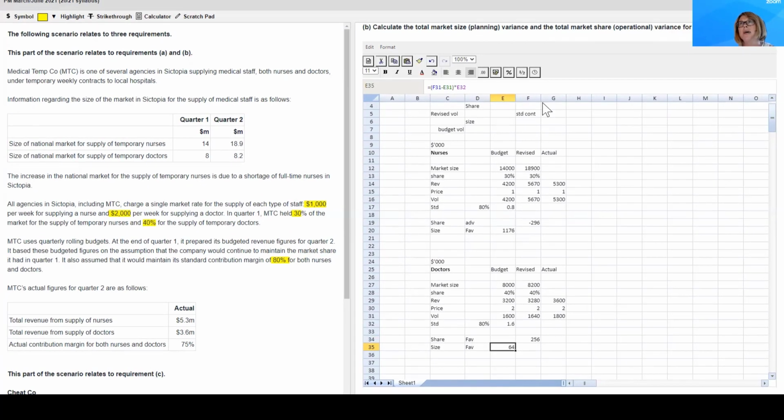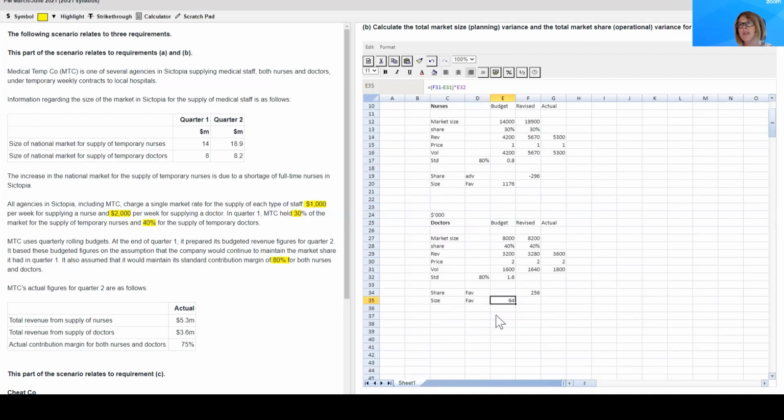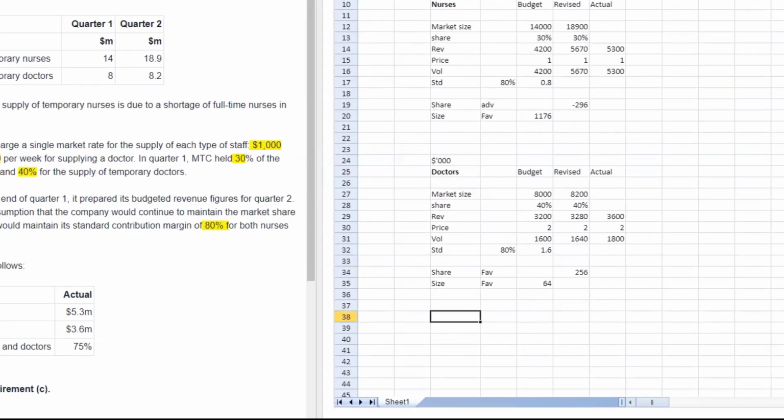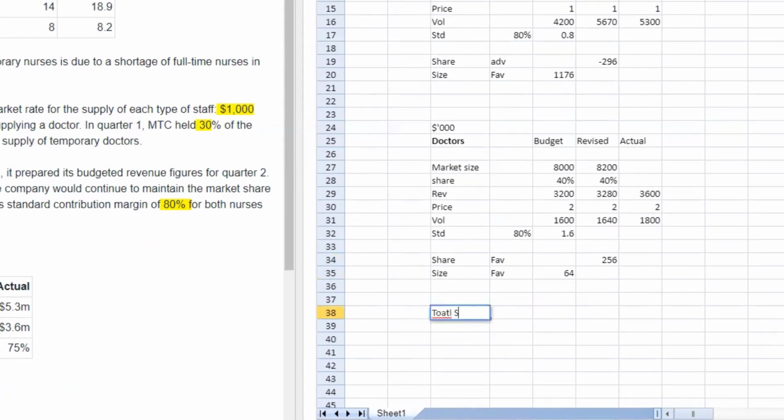But the question said, what's the total market size and the total market share variance? You have to answer the question or you'll be missing 1 mark. So you need to write total share. And remember, spellings don't matter. Total size. And you need to add them up.